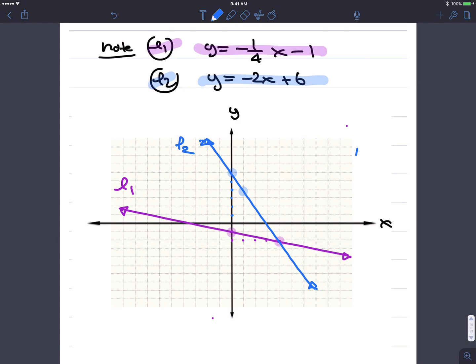This is line 2. The point of intersection is down here. Let's see if we could determine the address. 1, 2, 3, 4. Here we go. X is 4. Y is negative 2. The address is 4, comma, negative 2. This is our point of intersection.